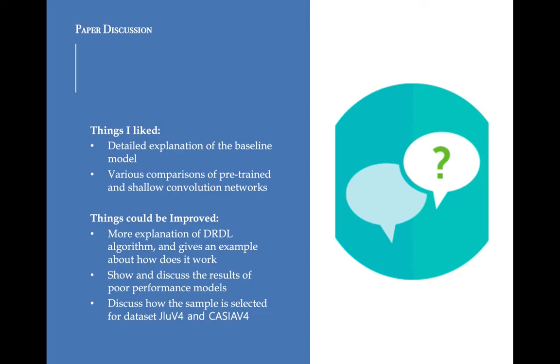Also, since they did so many comparisons, they didn't show the result of the poor performance model. Also, because the second and third datasets are large, they have to select a subset of the dataset. I think it's better if they mention how they select those subsets. Is it based on a random state, or maybe they pick by hand or something?